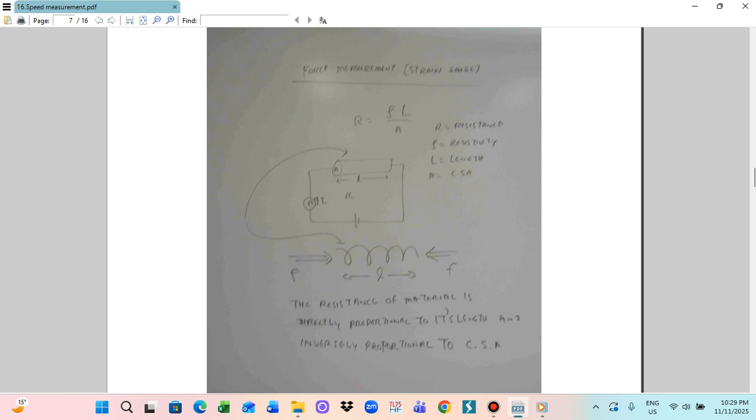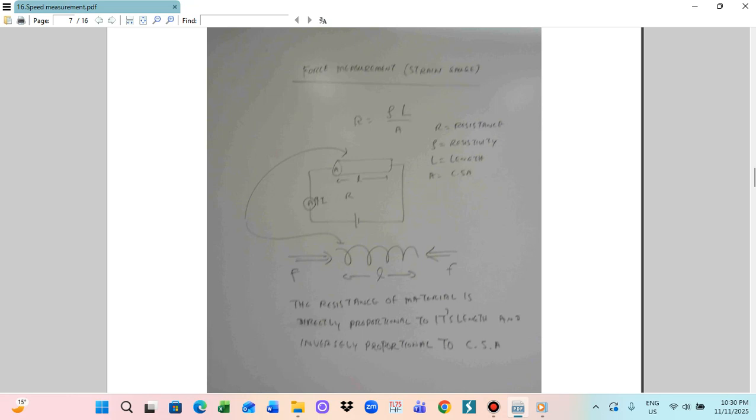A is the cross-sectional area. So for any metal, the resistance value depends on the equation R equals rho L by A. When you connect this into the circuit, the electrical current will be flowing.